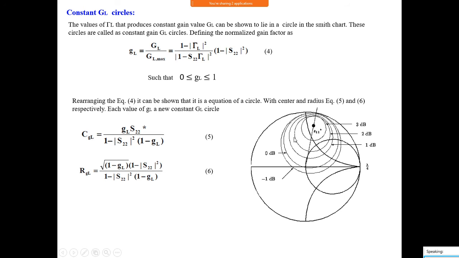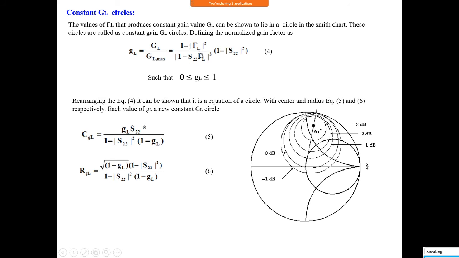See, any circles. That means if you take, for example, I want 1 dB, I want GL equal to 1 dB. See, like this, this is a 1 dB circle. Why is it called a 1 dB circle? You put any value of impedance here. This is an impedance chart. Impedance varies like this as you move. You take any value of impedance over that. ZL value may be anything.